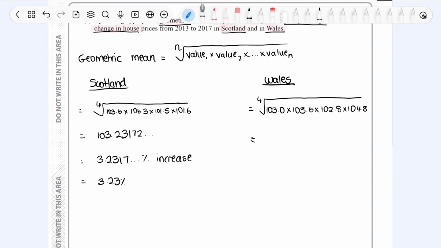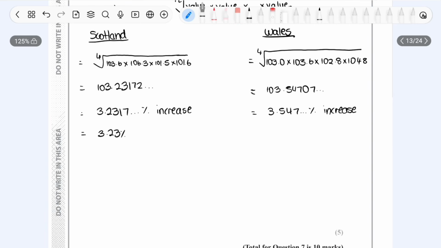And I'll type this into the calculator now. This gives me 103.54707 and so on. And if I take this as a percentage increase, this is the 3.547 and so on increase compared to the previous years on average. And so this to 3 significant figures is 3.55%. And I'll indicate that here.